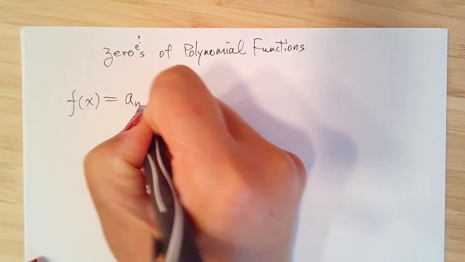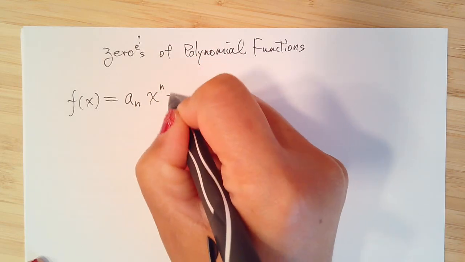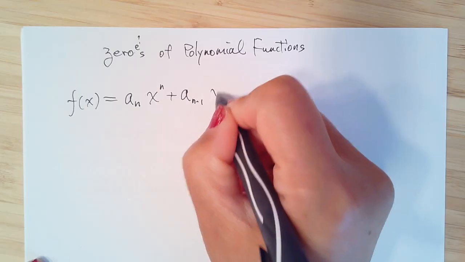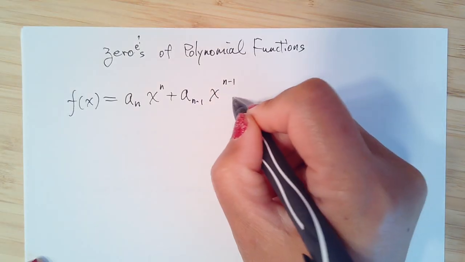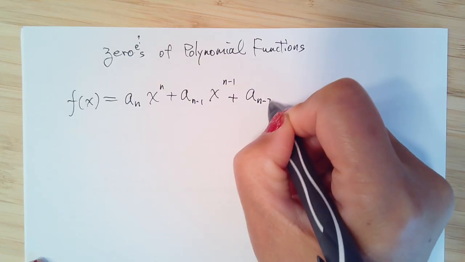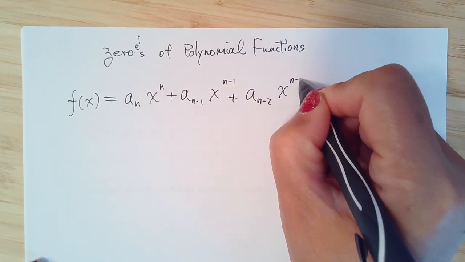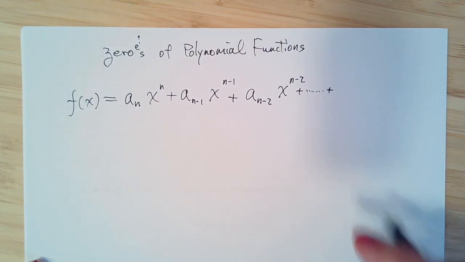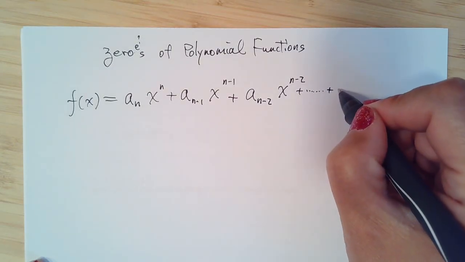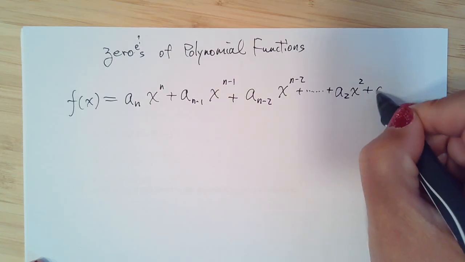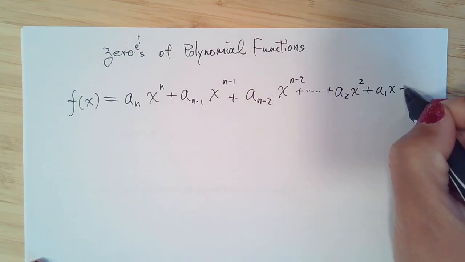a n x to the nth plus a n minus 1 x to the n minus 1, a lower degree term. And then if you like, you can write one more, n minus 2. It's just a different way of writing. So plus, I'm lazy, so I call this lazy dots. And then later, I'm going to have a2 x squared plus a1, just the x, and plus a0.